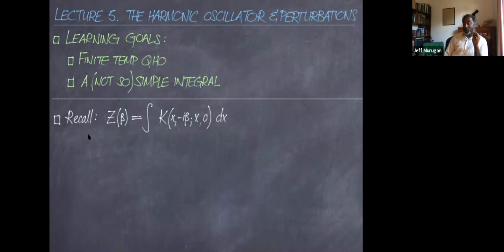So in other words, if I give you some quantum system and you can calculate the amplitude K for that quantum system using the path integral, you then evaluate that propagator at negative imaginary time and integrate over all states x, and you will get the partition function for that system thought of as a finite temperature statistical mechanical system. Okay, so let's put this to work by doing an example. And the example I want to do is the harmonic oscillator, the quantum harmonic oscillator.